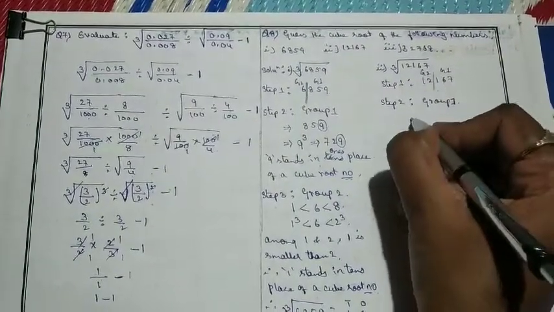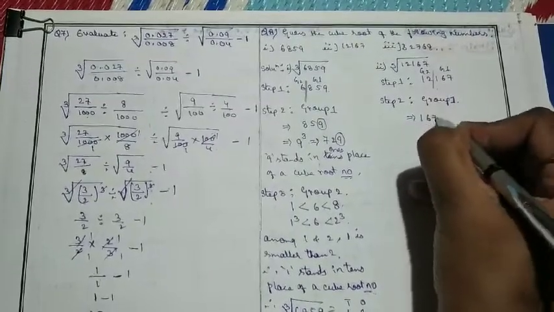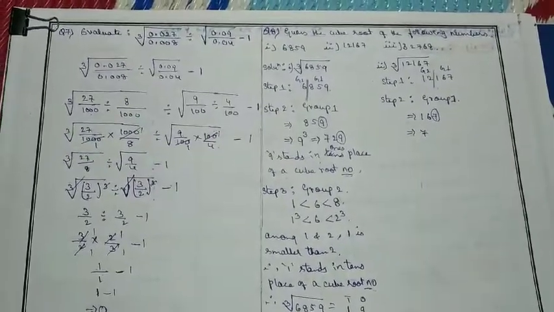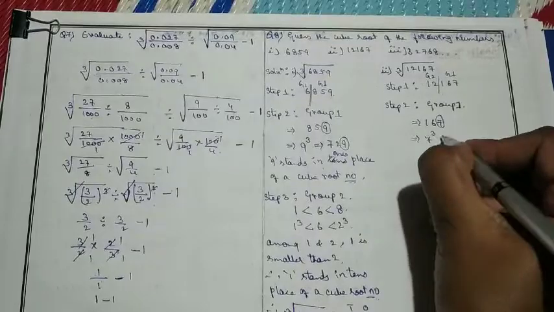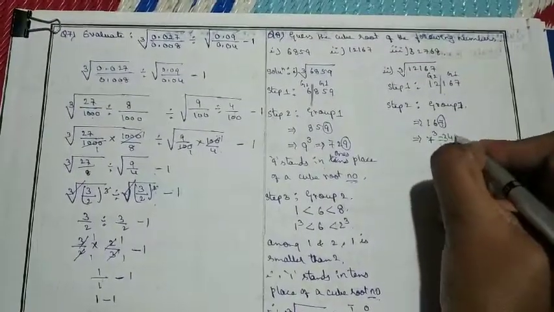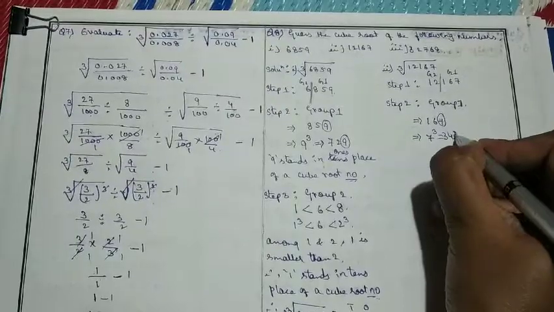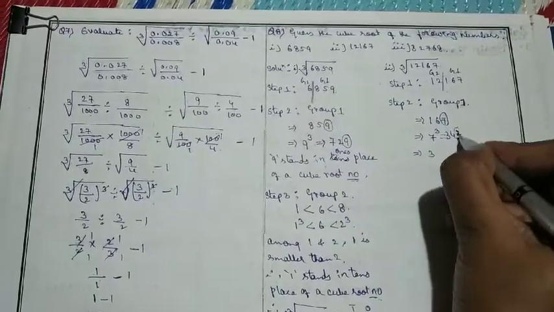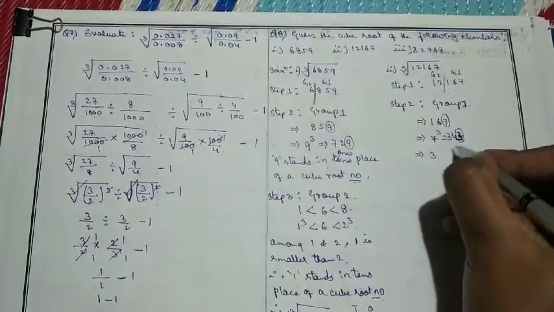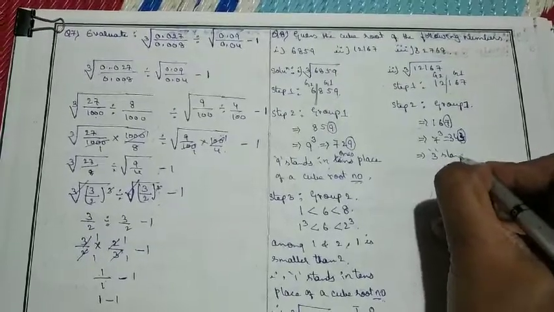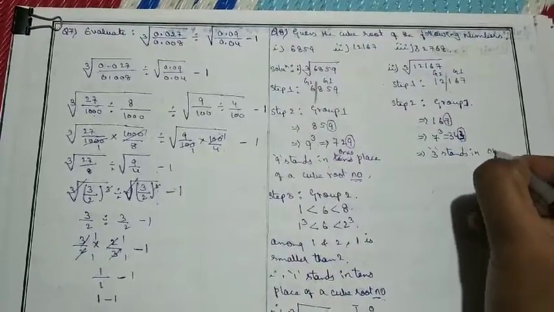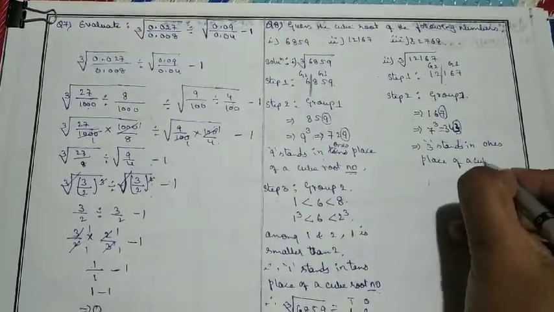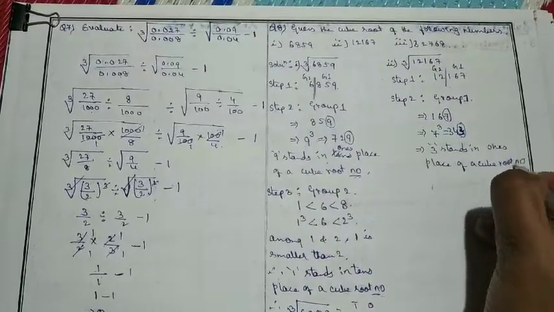We have 167. In this we need to take the units place. The units place we have is 7, and find its cube. That is 7 cube, which is 343. Then take the units place of this number, that is 3. The units place we have is 3 here. So 3 stands in the ones place of the cube root number.